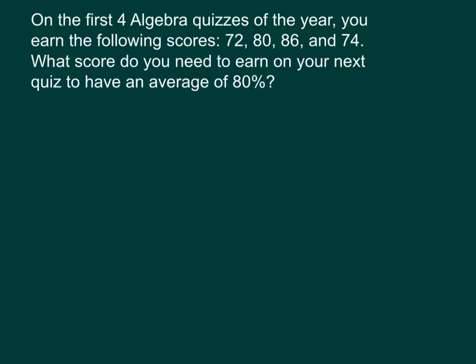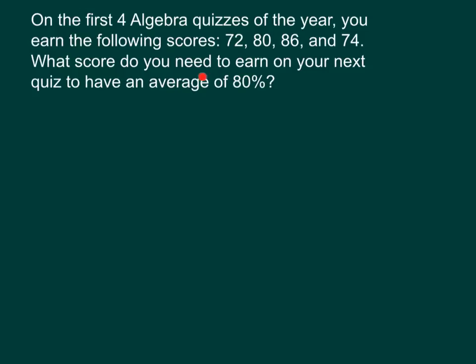All right, let's take a look at one last word problem, and then we'll be done with this lesson. On the first 4 algebra quizzes of the year, you earn the following scores: 72, 80, 86, and 74. What score do you need to earn on your next quiz to have an average of 80%? So what I'm going to do is I'm going to take the information that I'm given. I'm given the first 4 scores, and I know there's going to be a next quiz, a 5th quiz, and I want to have an average of 80%.